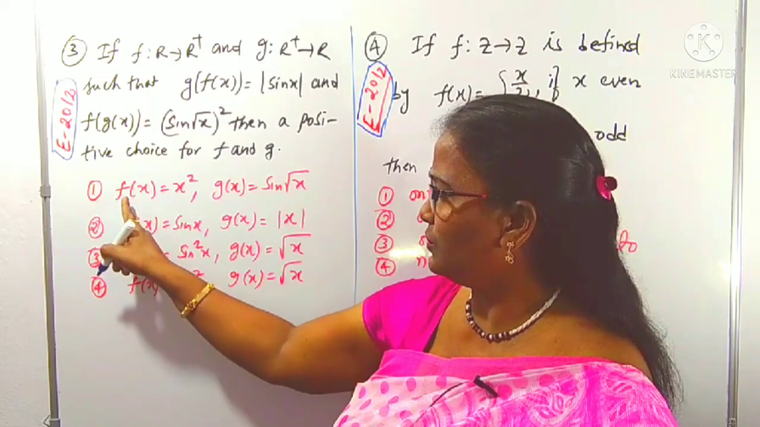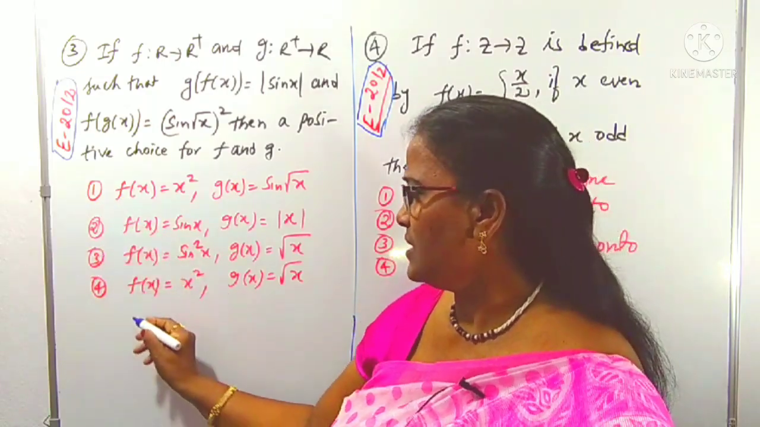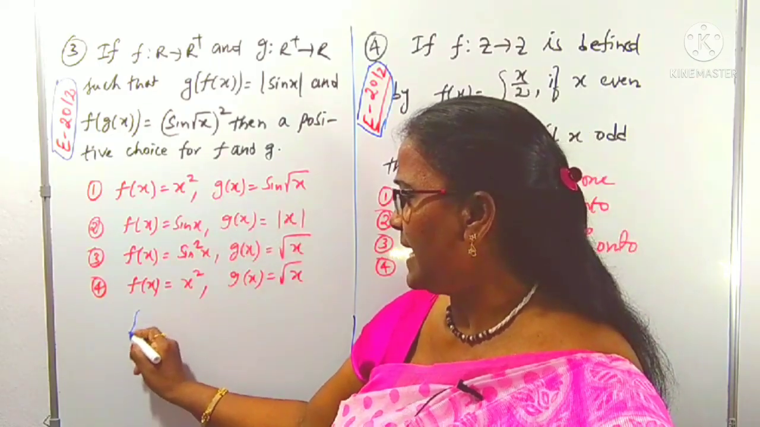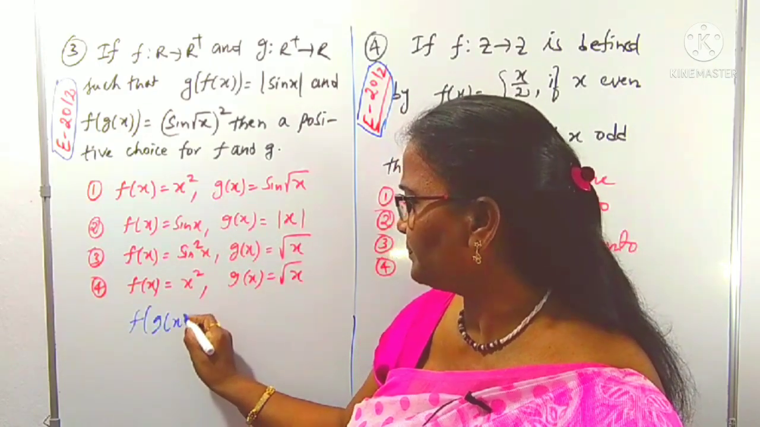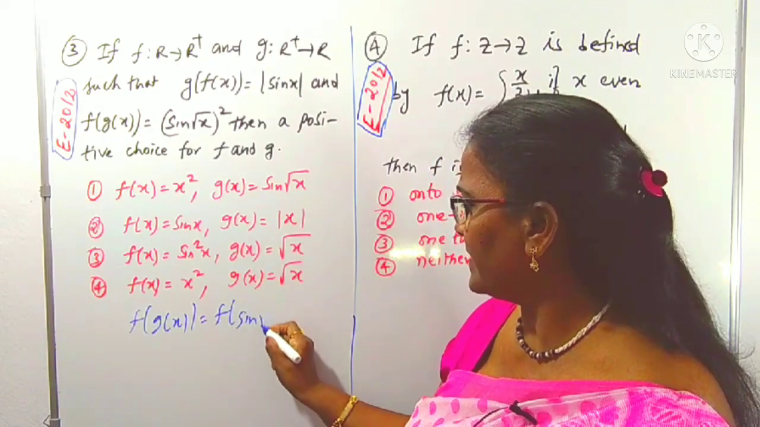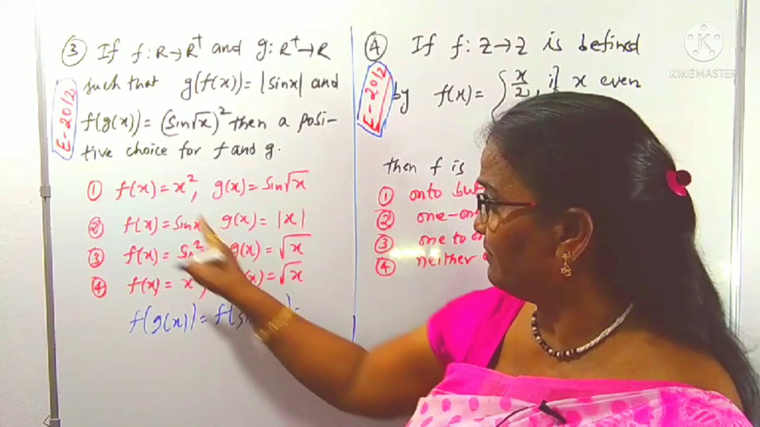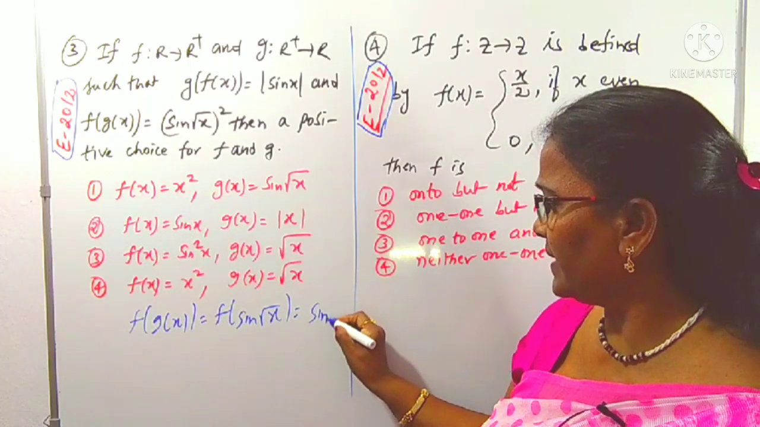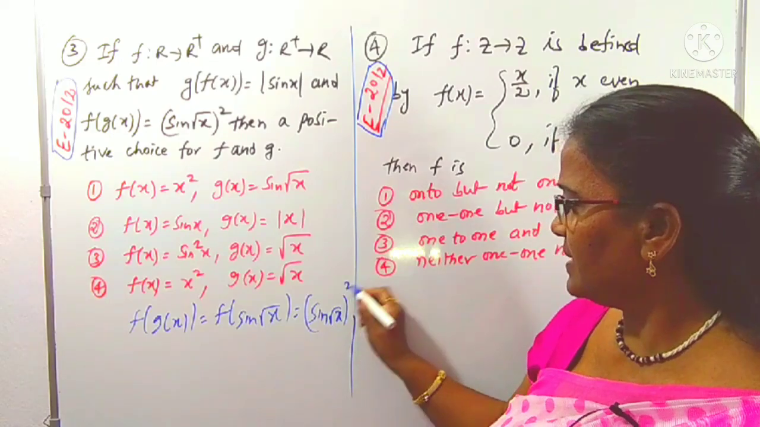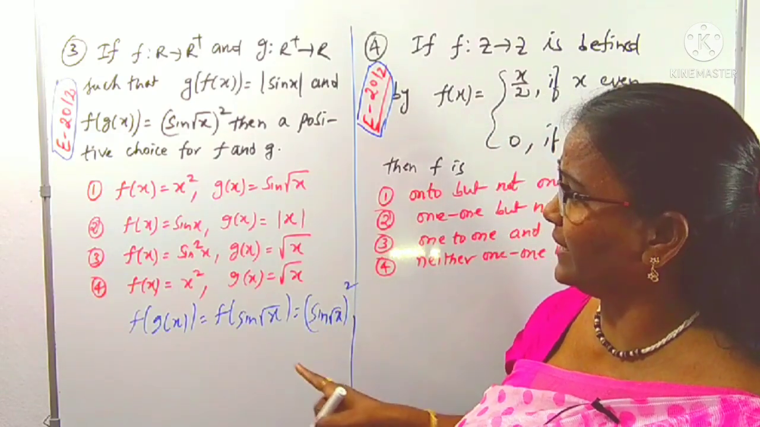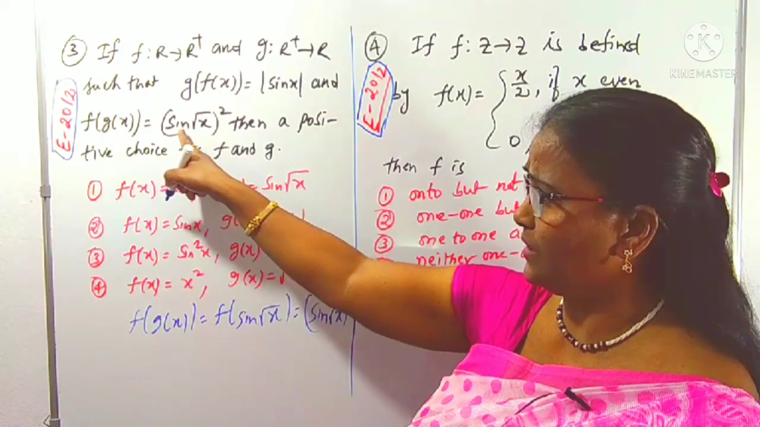If you want to verify the first option, suppose f of x is equal to x square, g of x is equal to sine root x. Then f of g of x means sine root x is substituted in the function f. What is f of x? It is x square, so here it is sine root x whole square. So f of g of x is sine root x whole square.